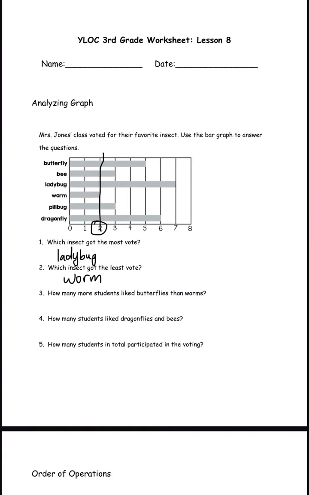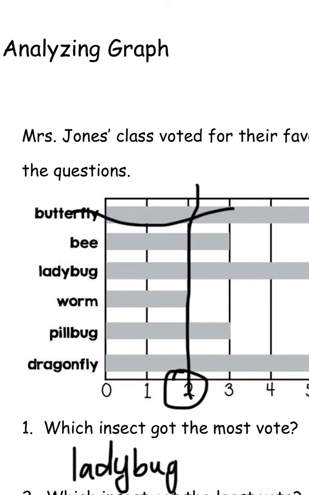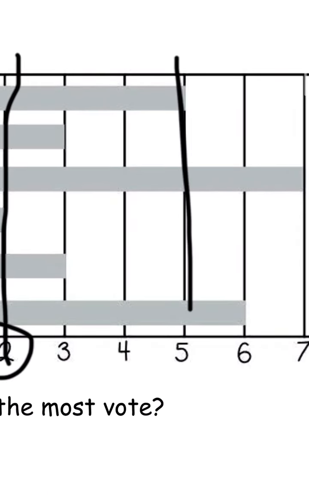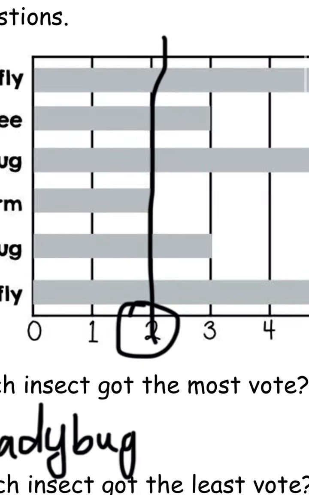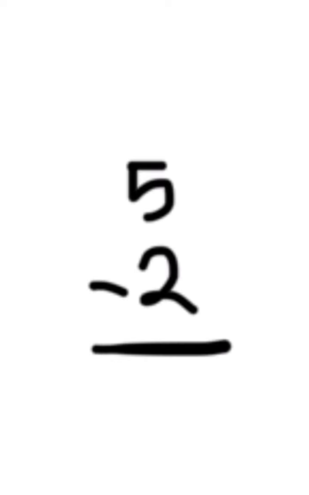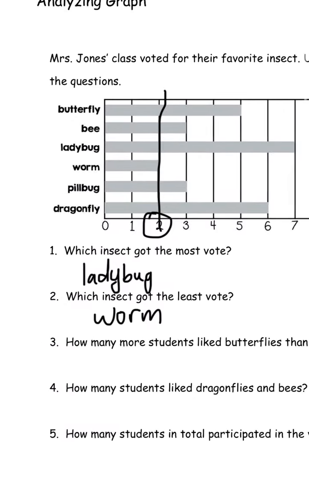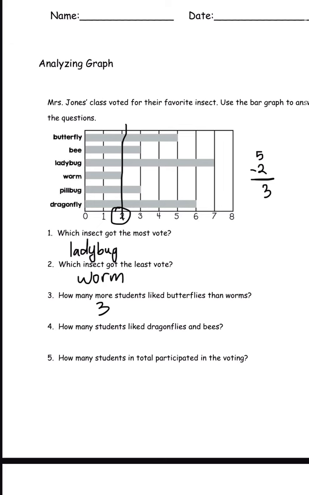For number 3, it says how many more students like butterflies than worms? So butterfly, if you look at it, they got 5 votes and worms got 2 votes. So we need to subtract 2 from 5, which is 3. So 3 more students liked butterflies than worms.